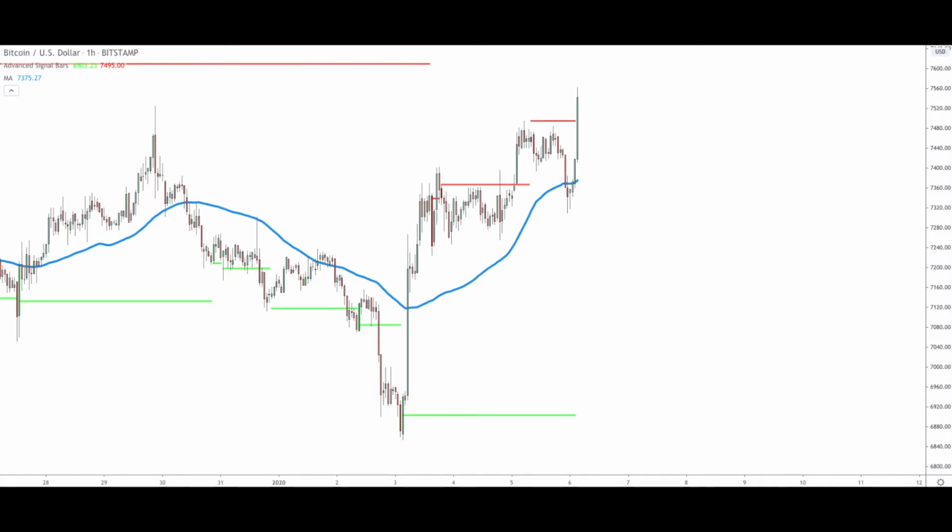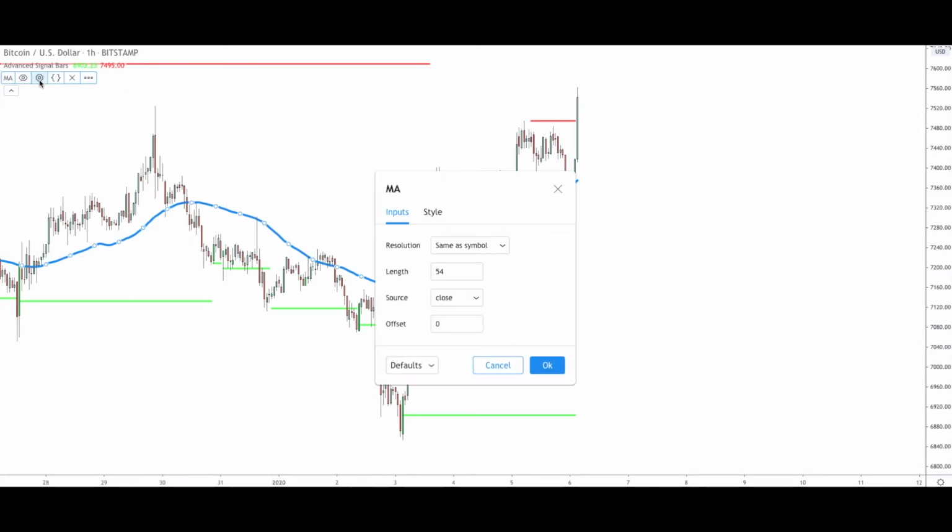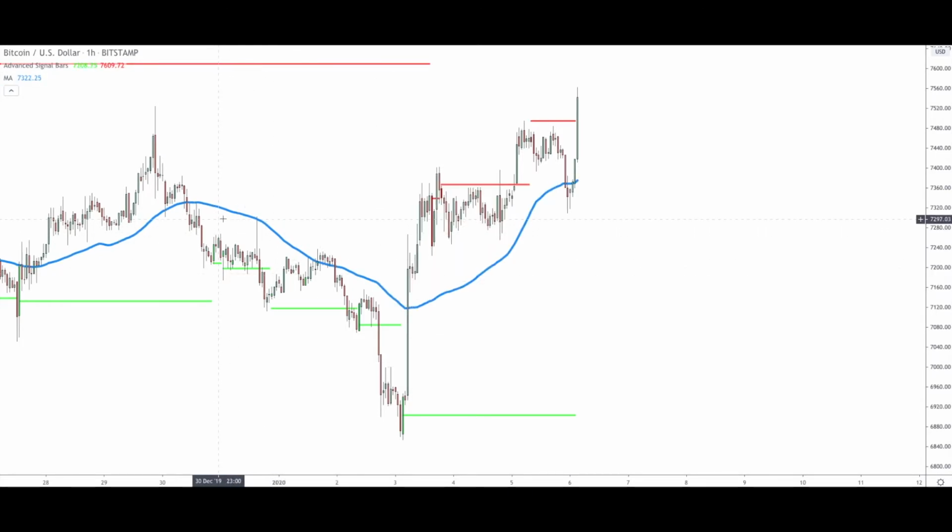We analyze the market the minimalist way, so by keeping it simple and with simple indicators. In this case, we are just using the advanced signal bars and the moving average. The moving average, the only setting that you need to change is the length, so you want it to be 54 so that the moving average is pretty smooth.